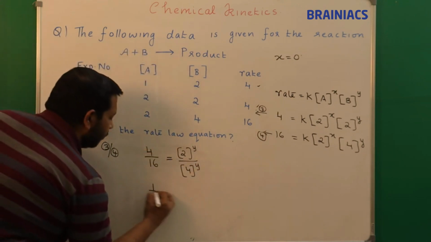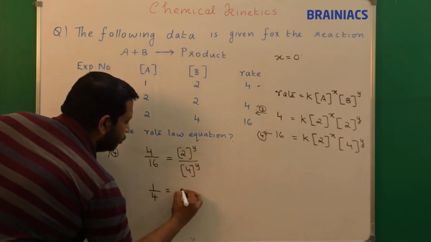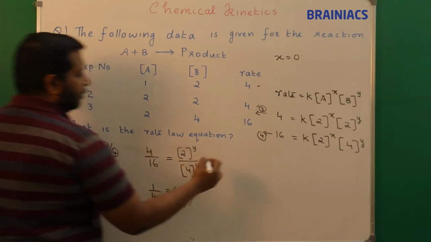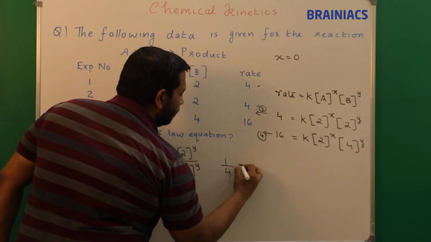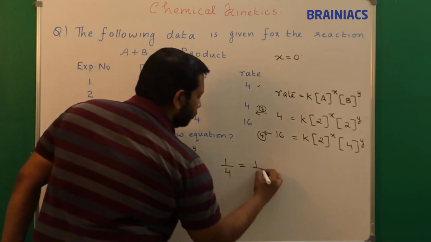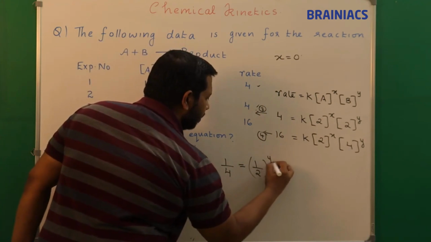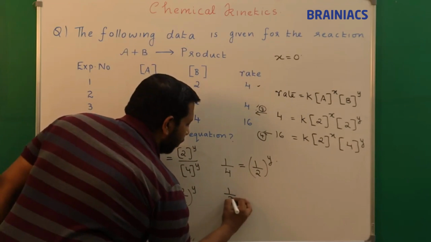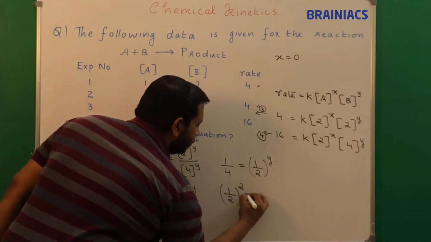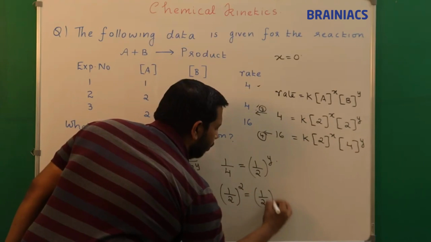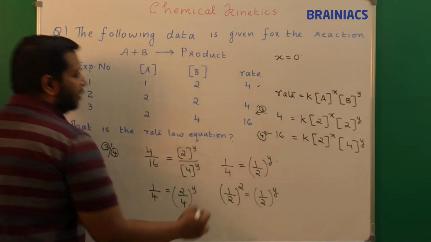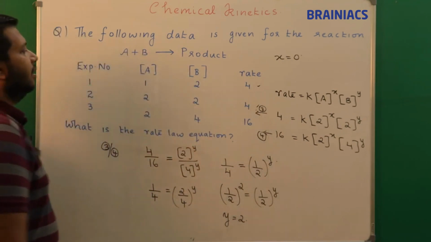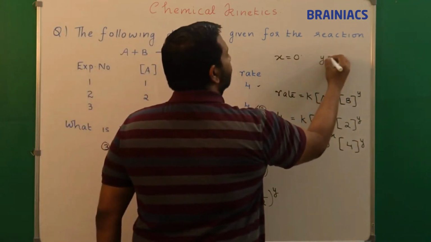This will become 1 by 4. This is equal to 2 by 4 whole power Y. Correct? So this can be written as 1 by 4 is equal to 1 by 2 the whole power Y. Now how I can equate this? I can make this 1 by 4 as 1 by 2 the whole square. 1 by 2 the whole square is equal to 1 by 2 the whole power Y. So if I compare this, I will understand Y is equal to 2. Correct? Now I got Y is equal to 2 also.